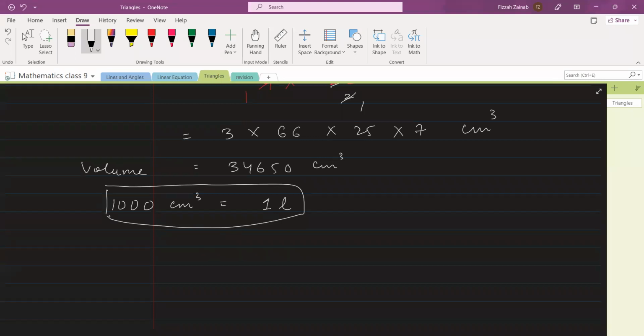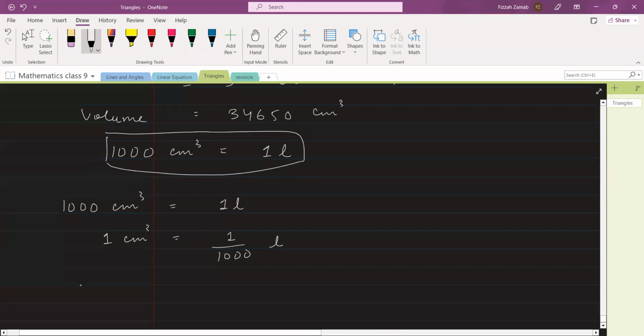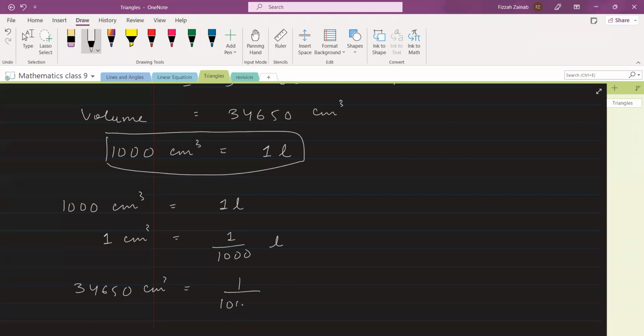So how will you convert your volume? Now you can use the unitary method. So that means 1000 centimeter cube is equal to 1 liter, right? So that means 1 centimeter cube will be equal to 1 upon 1000 liter. This 1000 will go in the denominator. Clear? Okay. Now you have this much centimeter cube. You have 34650 centimeter cube. So that means 1 upon 1000 and then multiply with this 34650 liter. Is this clear? Yes, ma'am.